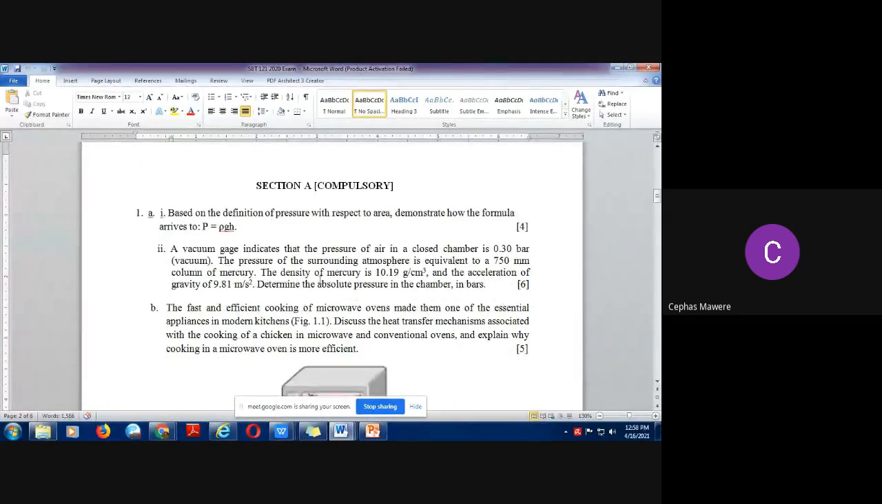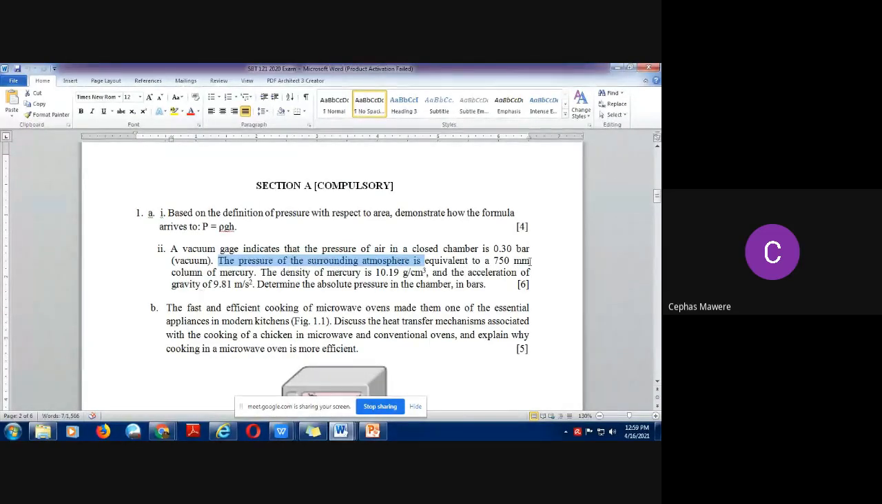Okay, so what is required here is the absolute pressure. We are given that a vacuum gauge shows the pressure of air in a closed chamber is 0.30 bar. So we've got a vacuum pressure here, which is the negative of gauge pressure, right? And we are also told the pressure of the surrounding atmosphere is equivalent to a 750 millimeters column of mercury.